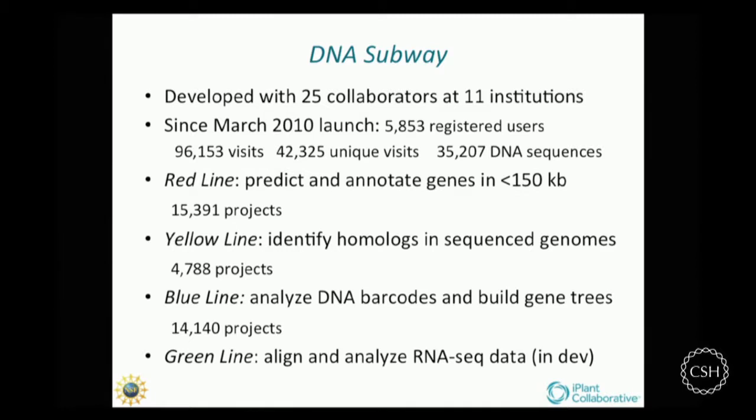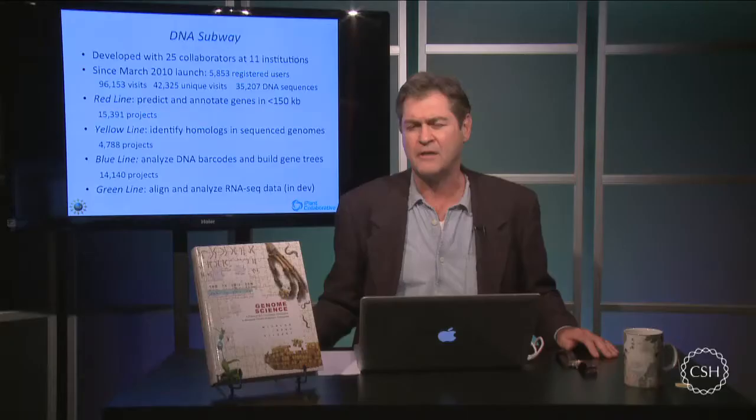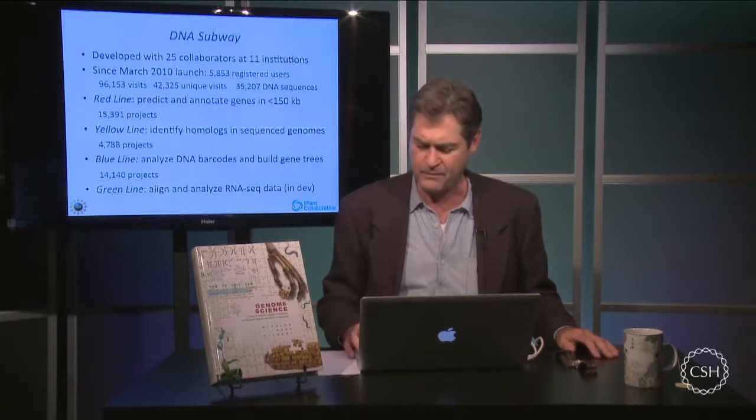There are 4 lines. The red line, which is used for annotating big pieces of DNA up to 150,000 base pairs. The yellow line, which is for searching for homologous sequences within a sequenced genome, especially good for looking at transposons and other repeated sequences. The blue line, which we're going to use today, which is for comparing DNA sequences and making phylogenetic trees. And the green line, which will be out in just a month or two, which will allow you to analyze next generation sequence using high-performance computing.